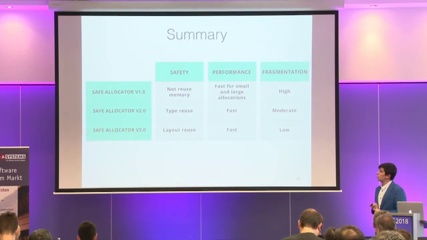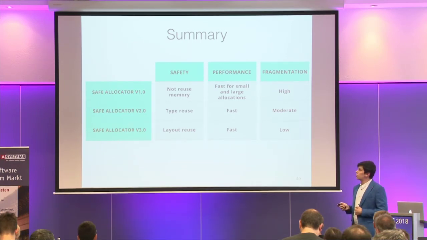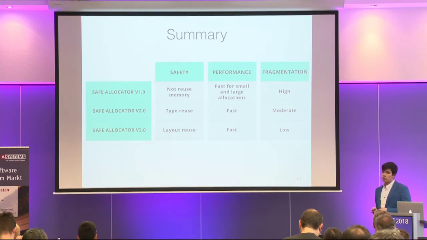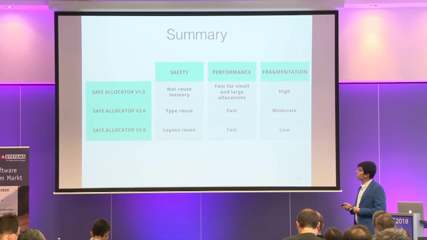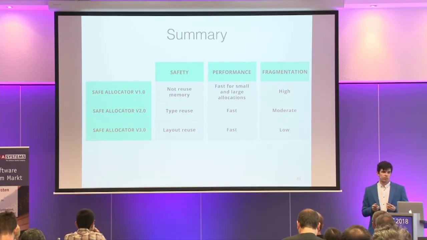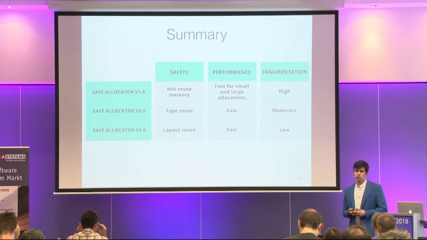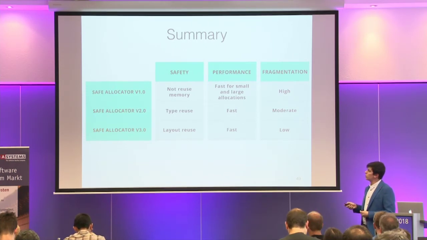So, to summarize, we have devised three versions of the SafeAllocator, each one with a different safety guarantee. Of course, depending on the safety guarantee that you want for your program, we can expect different performance and different fragmentation levels. But it's important to know that we're not going to use only one of them. We can actually combine them. So if you have, let's say, critical objects which you want to be safe, you don't want to corrupt them, maybe you will want to use the first version for them.